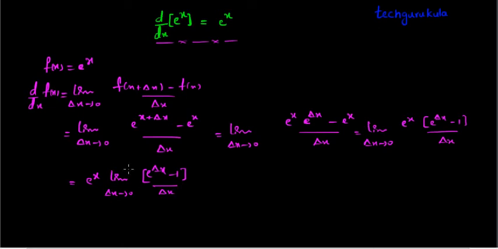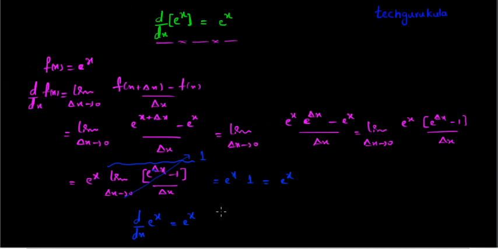From limits, by this definition, limit del x tends to 0 of e power del x minus 1 by del x will be equal to 1, so we'll have e power x times 1, and the resultant will be e power x. So in this case, d by dx of e power x will be equal to e power x itself.